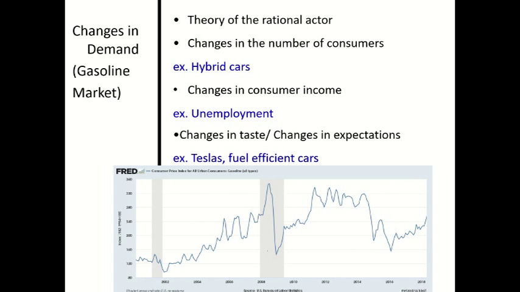Changes in taste and changes in expectations. So you have Teslas, which are fully electric cars, and of course people want more fuel efficient cars, and you have the issue of global warming, and people who want to be more environmentally conscious are probably choosing electric cars.